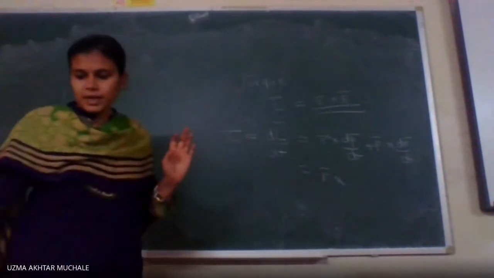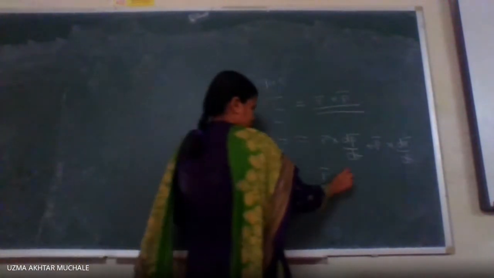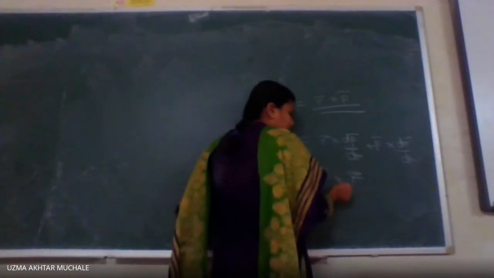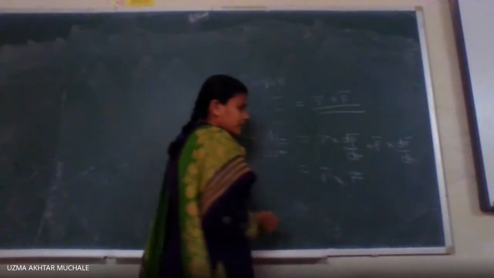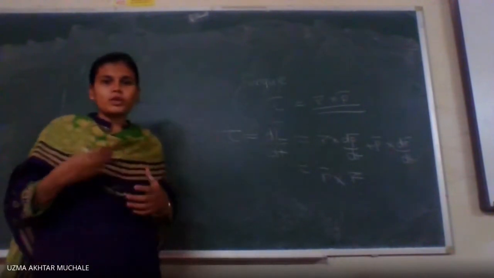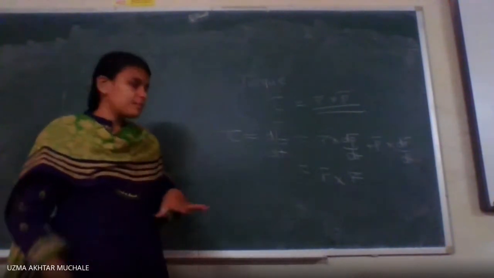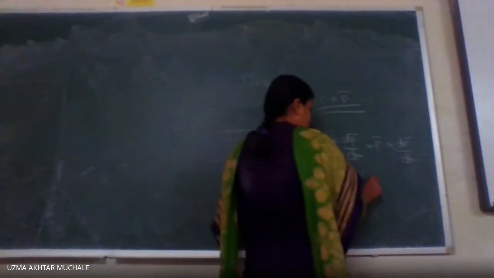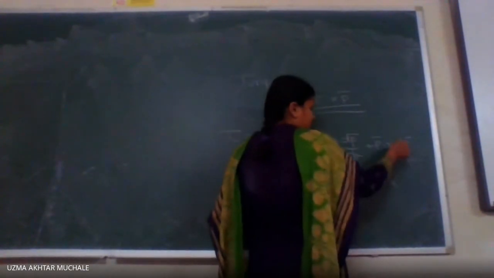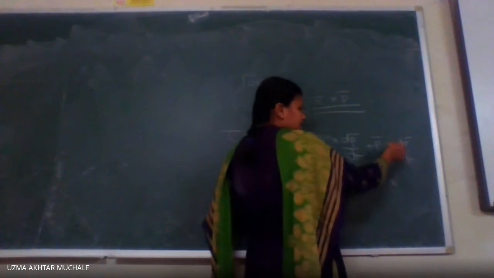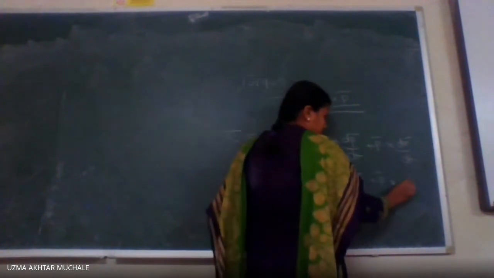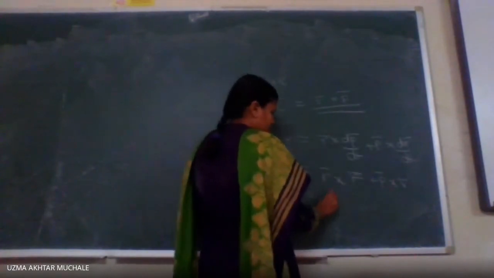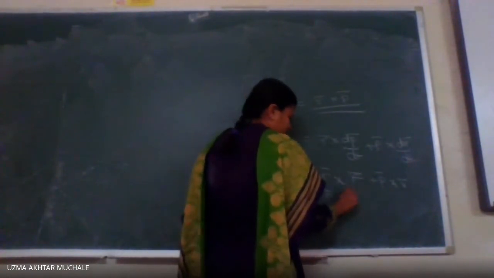What is dp bar by dt? That will be a force. Rate of change of momentum is nothing but force. That means momentum increases when you apply a force. Plus P bar cross, what is dr bar by dt? The rate of change of the position vector is nothing but your velocity. So here we get R bar cross F bar.